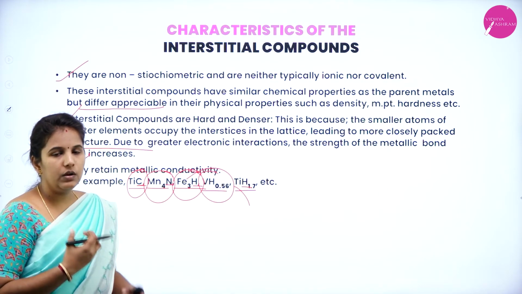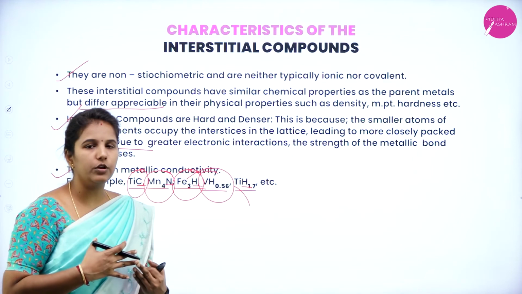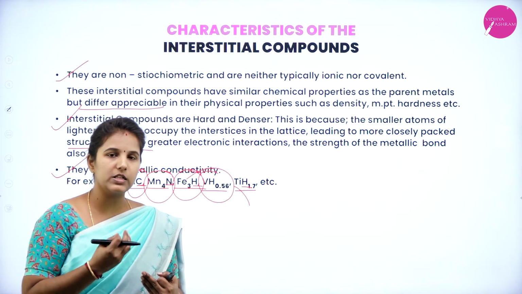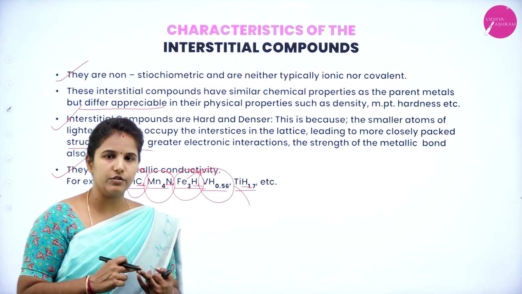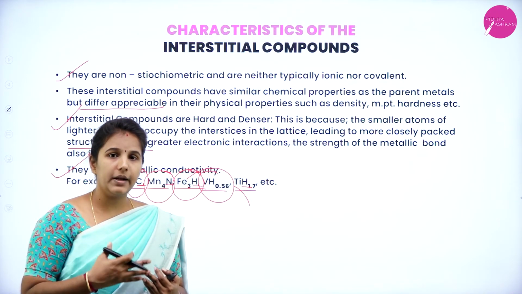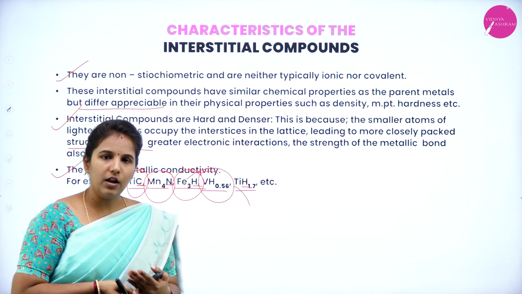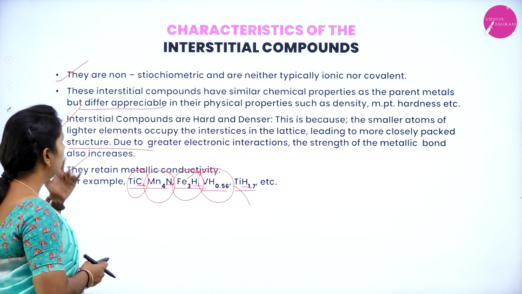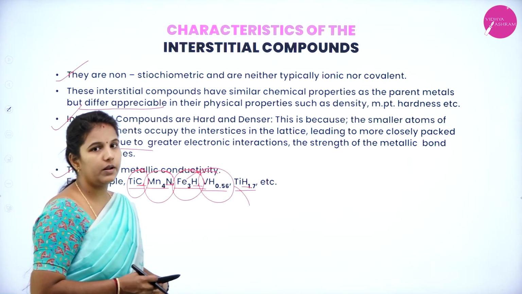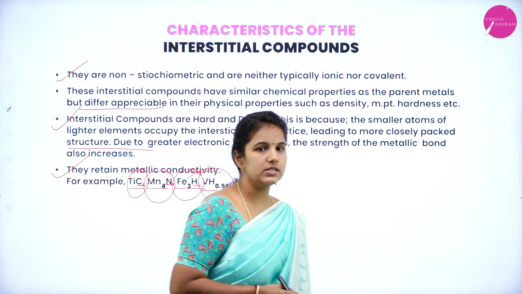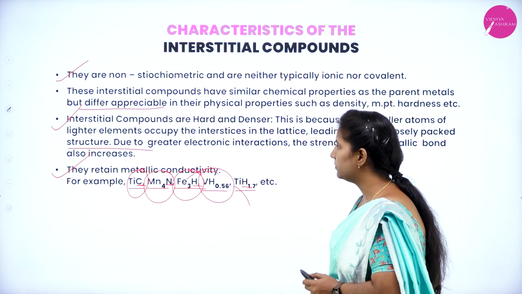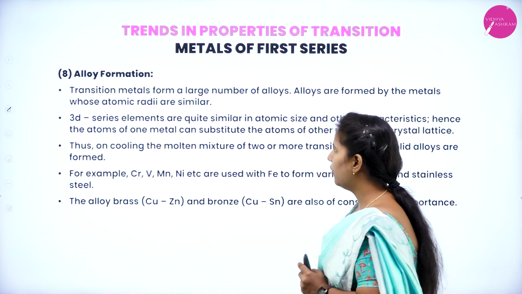This shows that when the interstitial compounds are formed, the interstitial sites get occupied by small atoms like carbon, hydrogen and nitrogen, and they form a very good metallic bond with the other element. They also retain their metallic behavior. In addition, these interstitial compounds become very hard and dense because of the strong interaction between the ions.